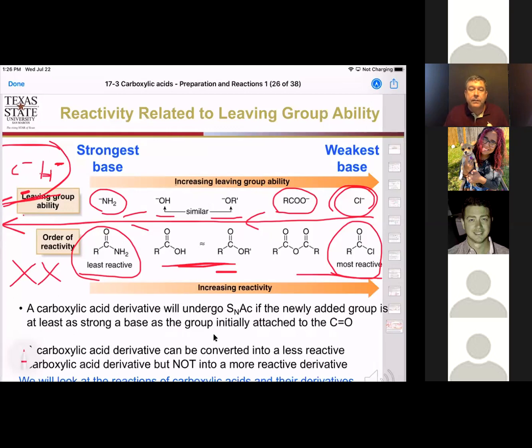Notice all of these atoms are more electronegative than hydrogen or carbon. All right, questions on that?